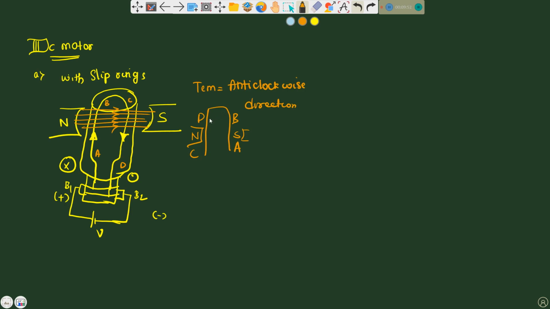Here polarity of B1 is positive, and B2 is negative. Hence current direction is from A to B under south pole. Okay, this is south pole, right? I have written here. And C to D under north pole, therefore electromagnetic torque is in clockwise direction.